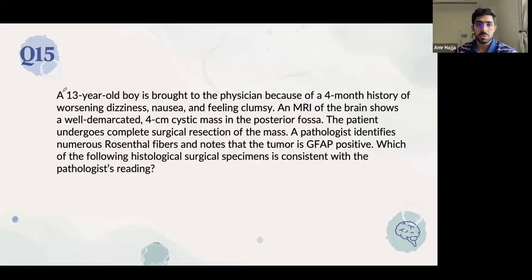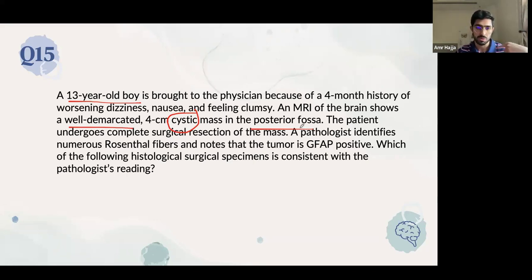For question 13, we have a 13-year-old boy. So that's kind of still considered as children. And then we have a well-demarcated cystic mass in the posterior fossa. So 13, mass in the posterior fossa, this is a children's tumor, okay? Cystic mass, if you guys remember, I said cystic with nodules, this is pilocytic astrocytoma. So now we know that it's pilocytic astrocytoma.